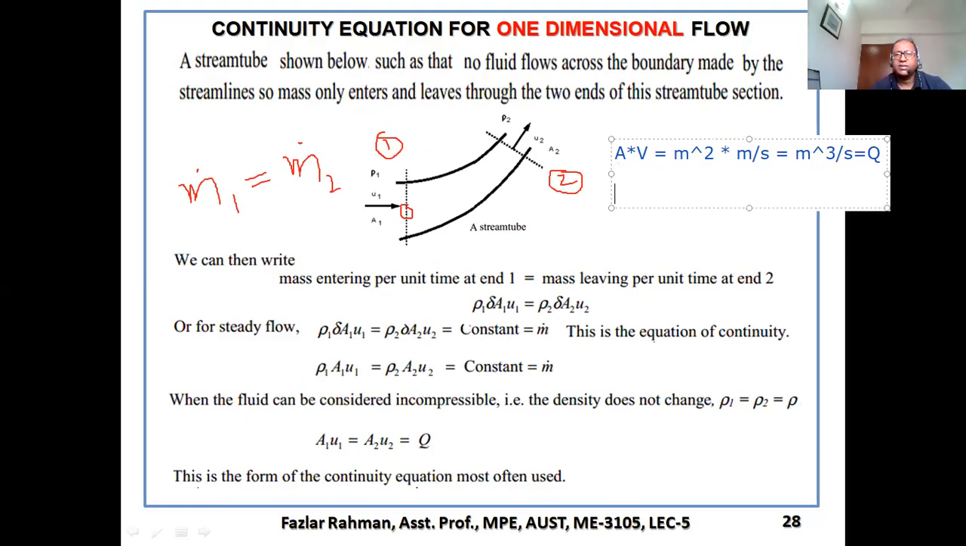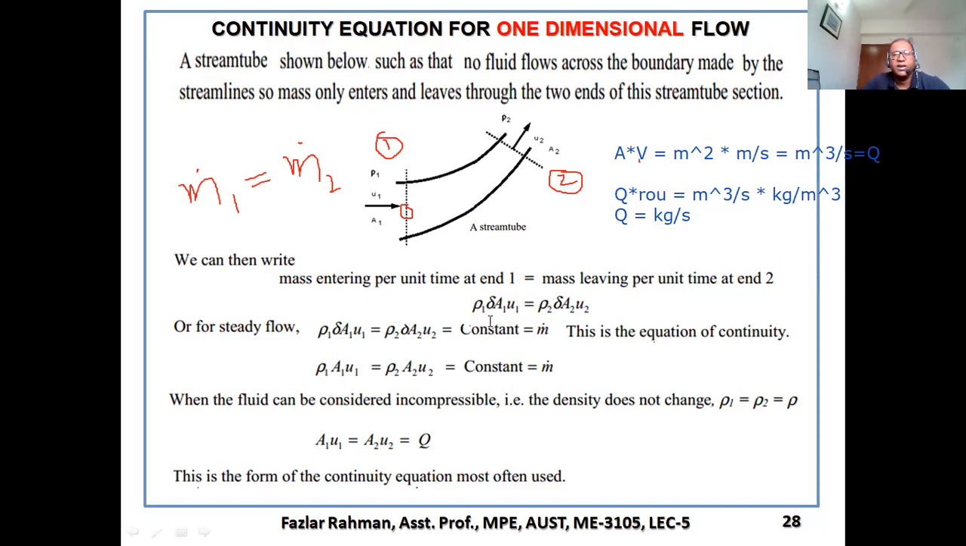So if Q is in meter cubed per second and you multiply it by rho, the density in kg per meter cubed, then you see the meter cubed will cancel out. So you will have the unit of kg per second. That means area times velocity times density gives you the mass flow rate. So right over here, you get rho 1 del A1, or you can say only A1, U1, equal to rho 2 A2 U2, equal to the mass flow rate, and that is constant in that case.